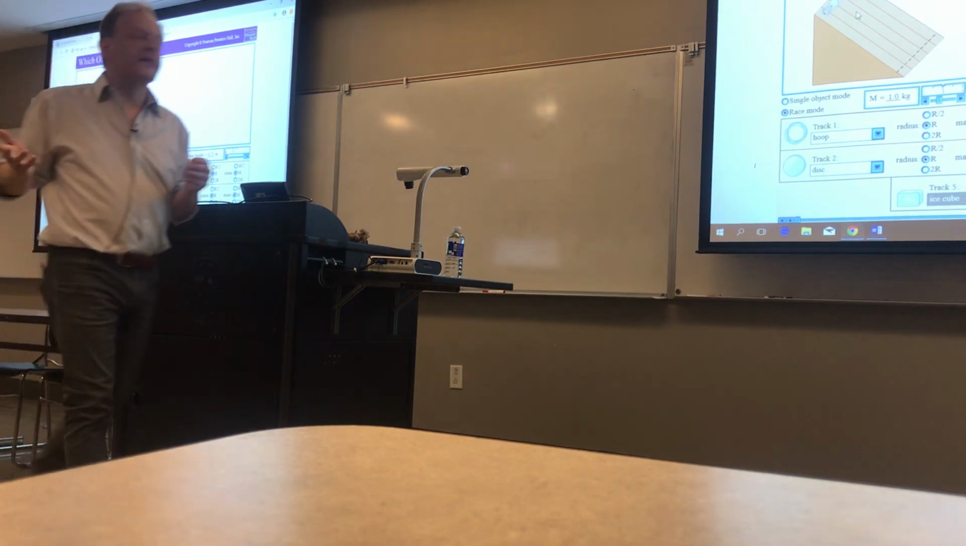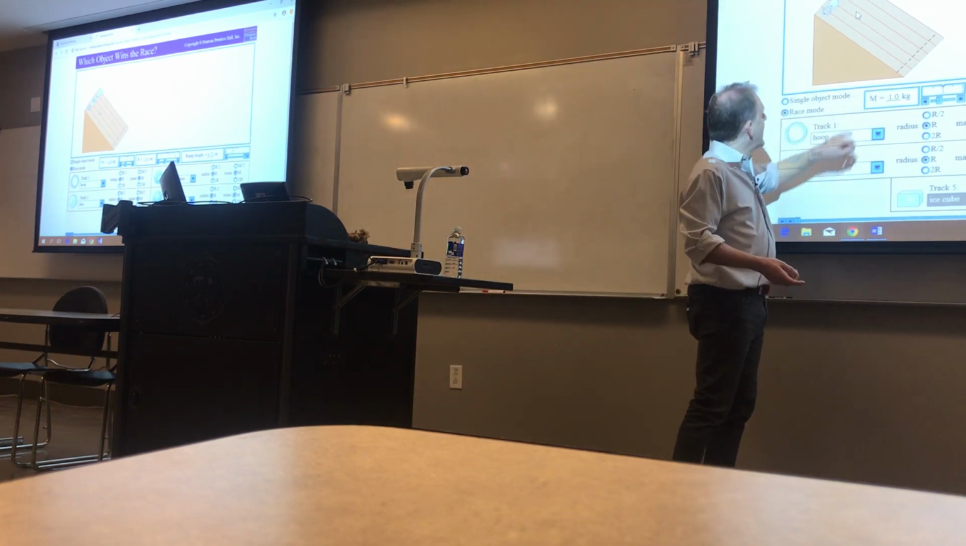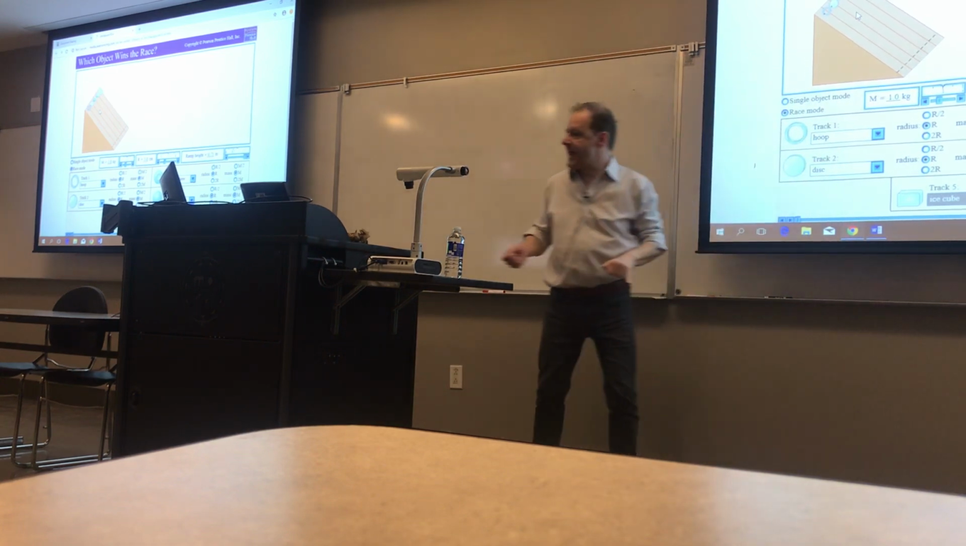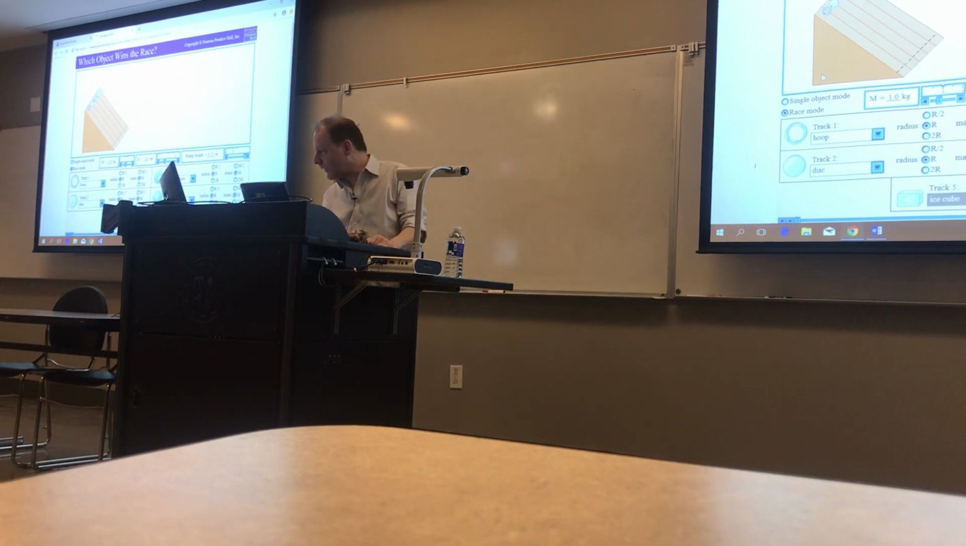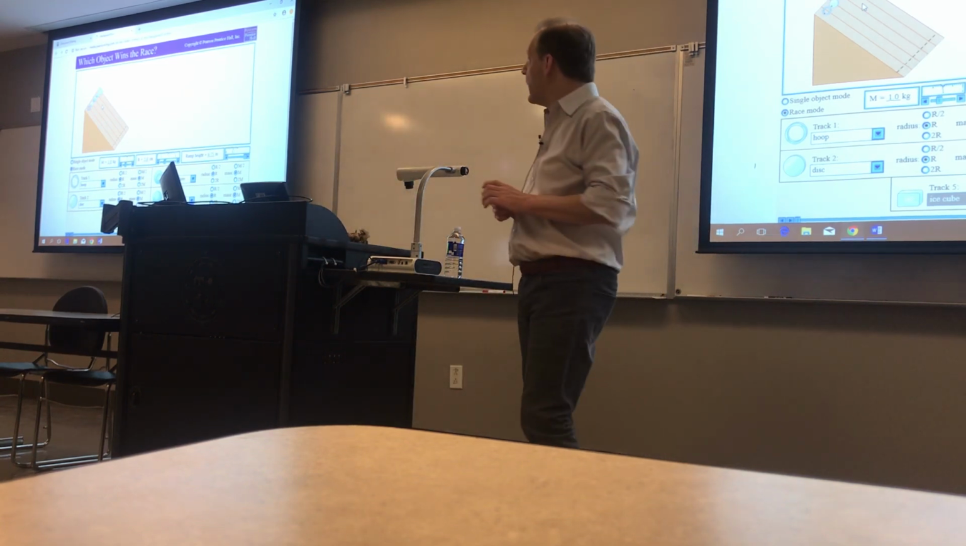There's several things to consider here. They're all going to roll down the slope. They all have the same mass, 1 kilogram, a radius of 5 centimeters, so mass m and the same radius r. Which object do you think will win the race? And what are we trying to consider here?